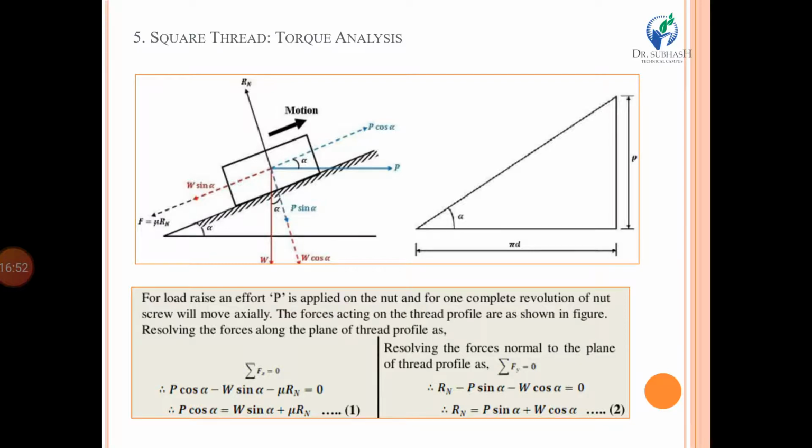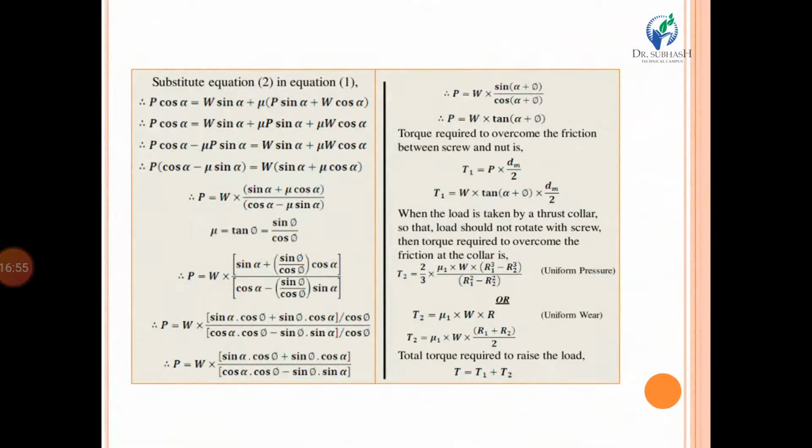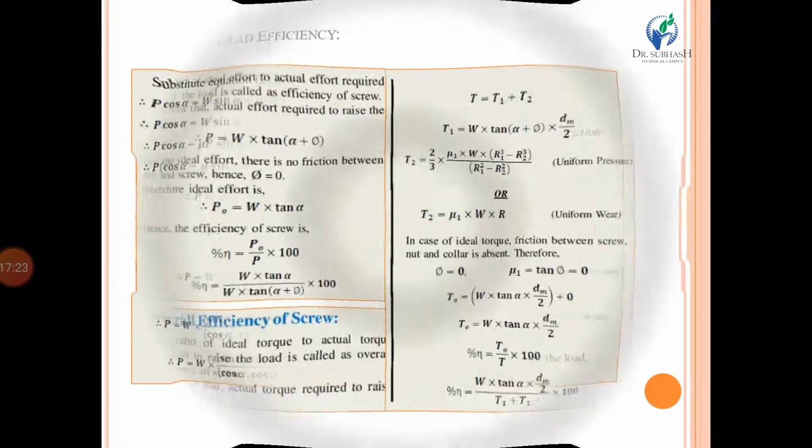For that there are two famous theories. One is uniform pressure and the other is uniform wear theory. Look at the equation of T2 for both cases. Generally the uniform pressure theory is applicable whenever you are using a new screw or screw jack, and the uniform wear theory is applicable whenever you have an old screw jack or any power screw. So by summing both torques, you get the total torque which is responsible for raising the load. So T becomes T1 plus T2.